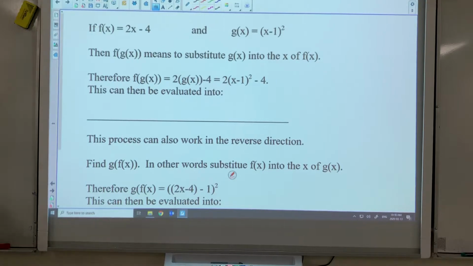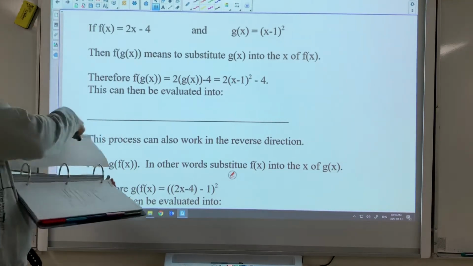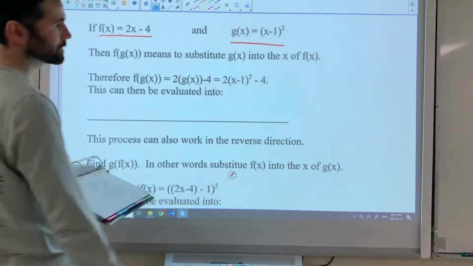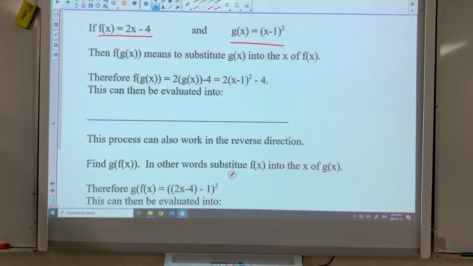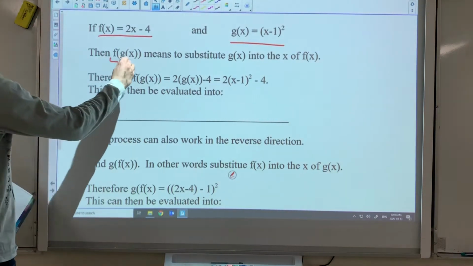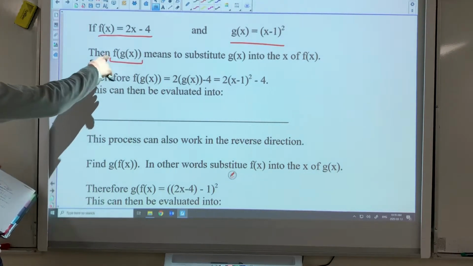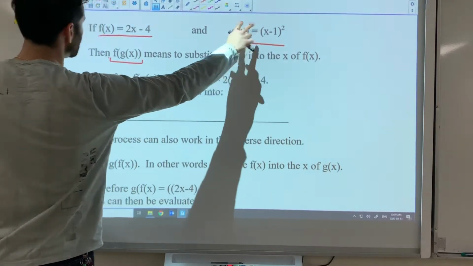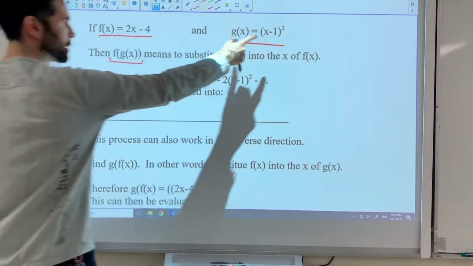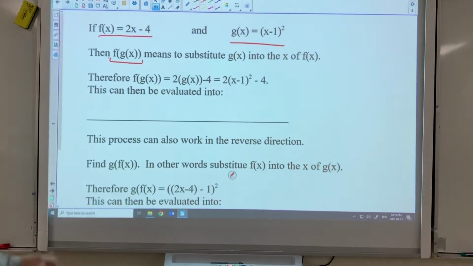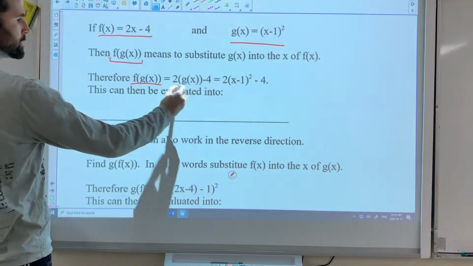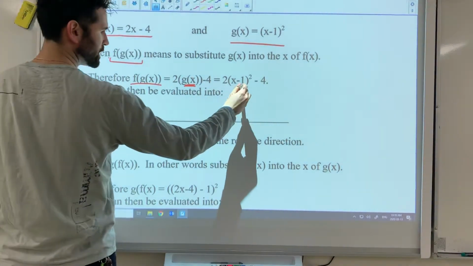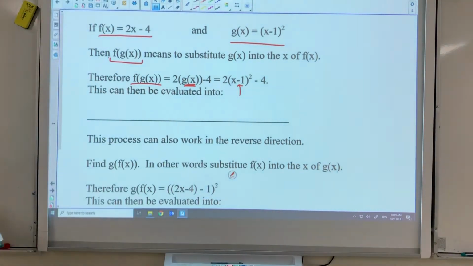Let's look at it with some actual algebraic functions here. So let's say we got f of x, and it's 2x minus 4, and g of x, a little bit more complicated, x minus 1 squared. This is how you write the composition. So you would read this f of g of x. That means you're going to take f of x, and wherever there's an x, you're going to pop in x minus 1 squared. So here it is, f of g of x. So 2 g of x minus 4, plug in g of x, and then that would be your composite function.